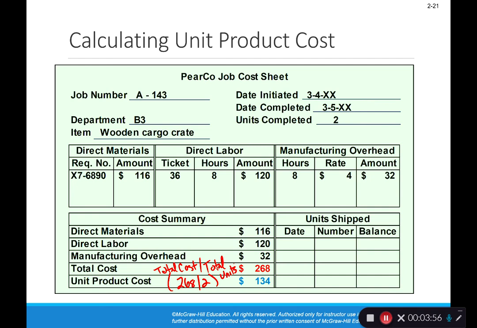That's very useful information for managers to have because they're going to utilize that to determine how much they should be charging their customers. Obviously, they need to charge more than $134 per unit in order to cover all of the costs and then leave some room to cover selling and administrative costs as well as profit.